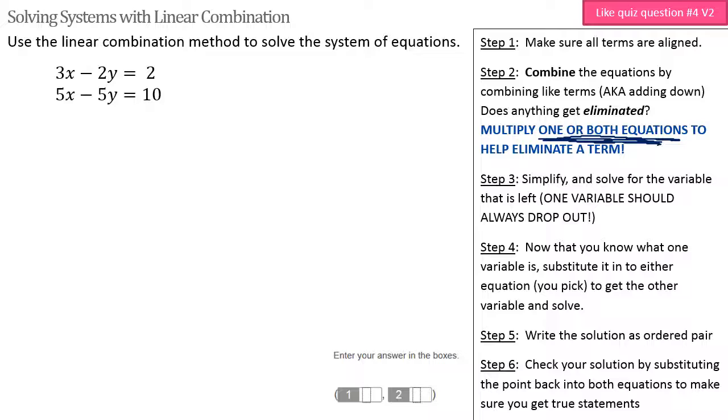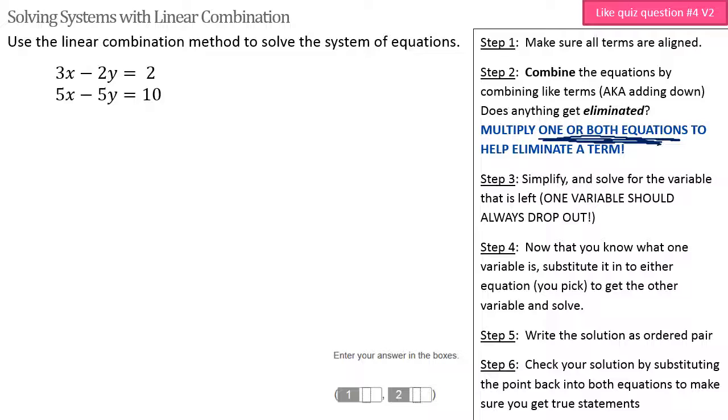We want to decide: do we want to eliminate the x's or the y's first? For this particular question, it doesn't matter which one. One of them is not easier than the other. So let's just do the x's. Here we have 3x and 5x. We can't just multiply one of those to help us eliminate, so we're going to have to multiply both of the equations.